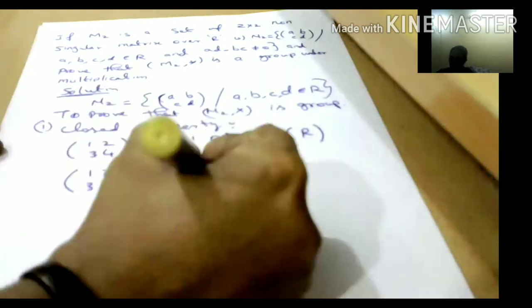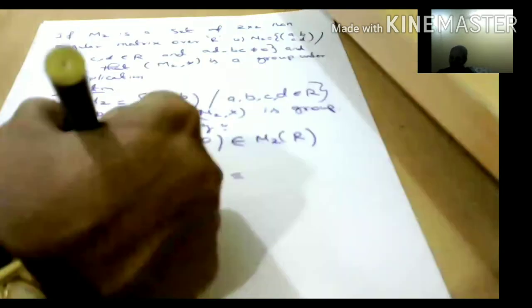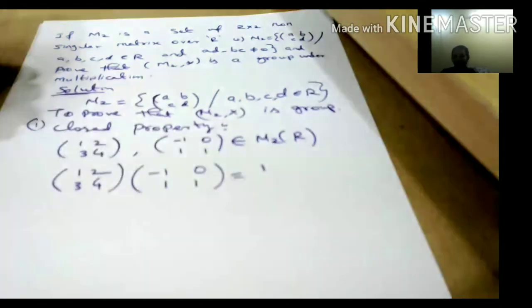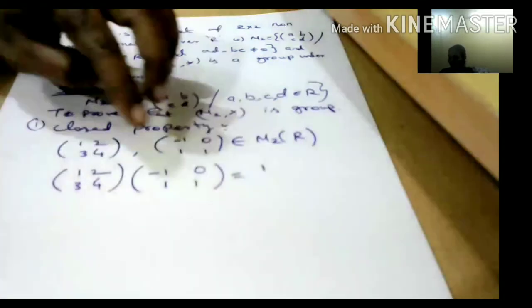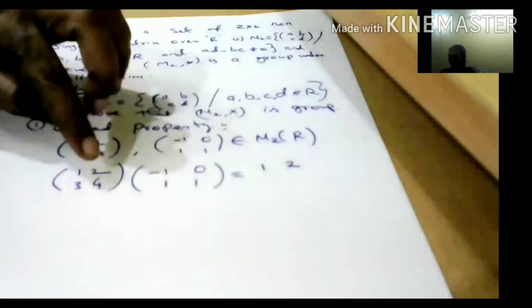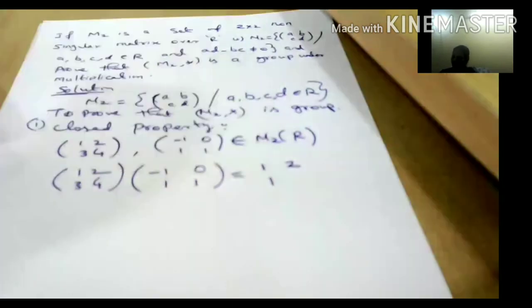Now take the multiplication [1, 2; 3, 4] into [-1, 0; 1, 1]. Multiplication says 1 into minus 1 is minus 1, plus 2 into 1 is 2, so we get 1. First row into second column: 1 into 0 is 0, plus 2 into 1 is 2. So the next element is 2. Again 3 into minus 1 is minus 3 plus 4 into 1 is 4, so the answer is 1. The last value is 3 into 0 plus 4 into 1, so the answer is 4.